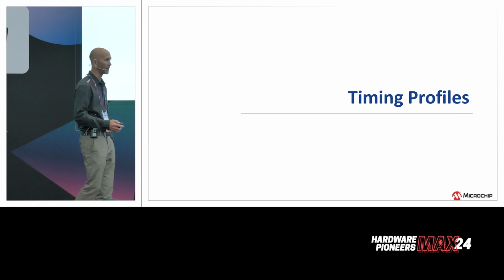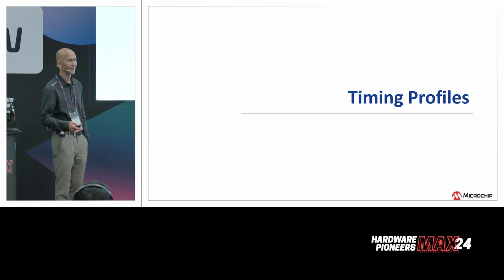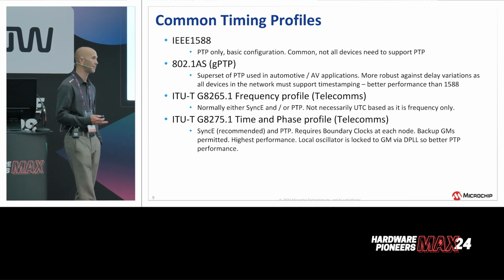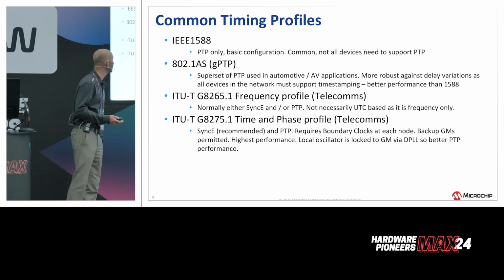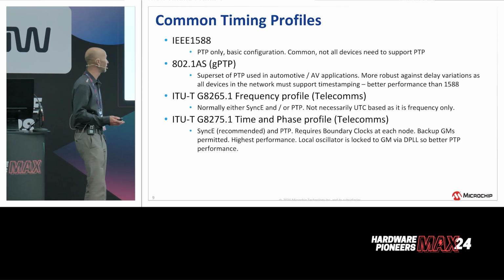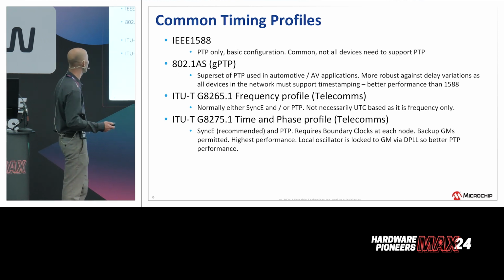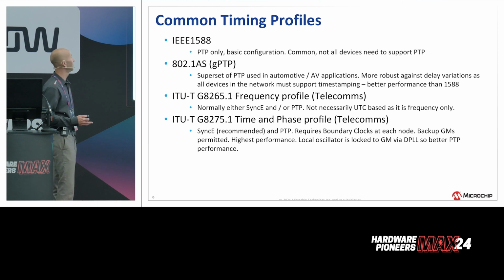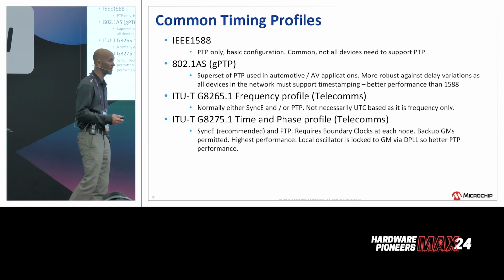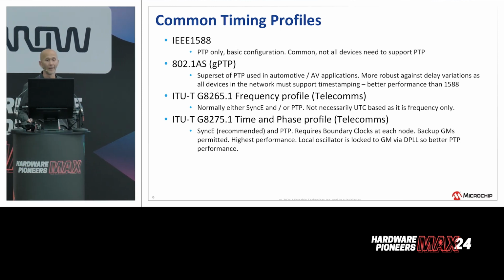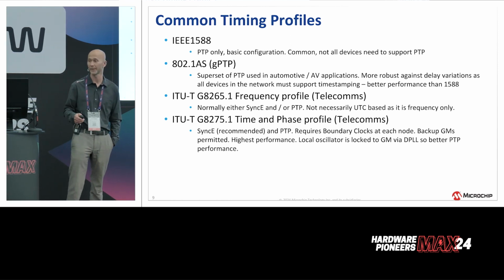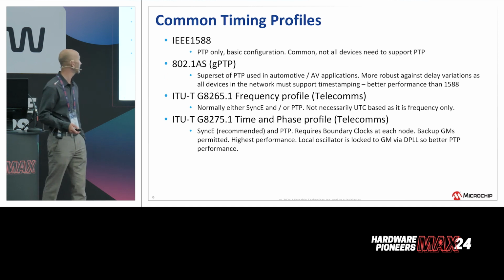So, in a fully managed switch, timing profiles. Running top to bottom, IEEE 1588 PTP is a basic time protocol. It's very common, and not all devices need to support PTP. We don't run it generally on consumer networks, but on industrial networks you may. 802.1AS gPTP is a superset used in automotive and AV applications. It's more robust against delay variations, as all devices on the network must support timestamping. It's got much better performance than 1588.